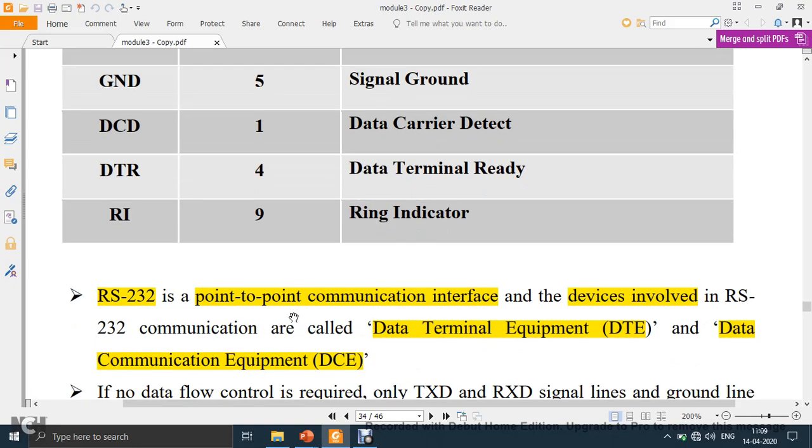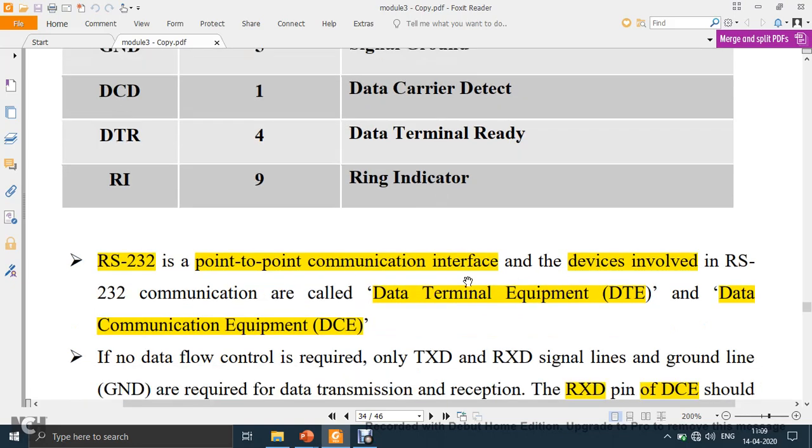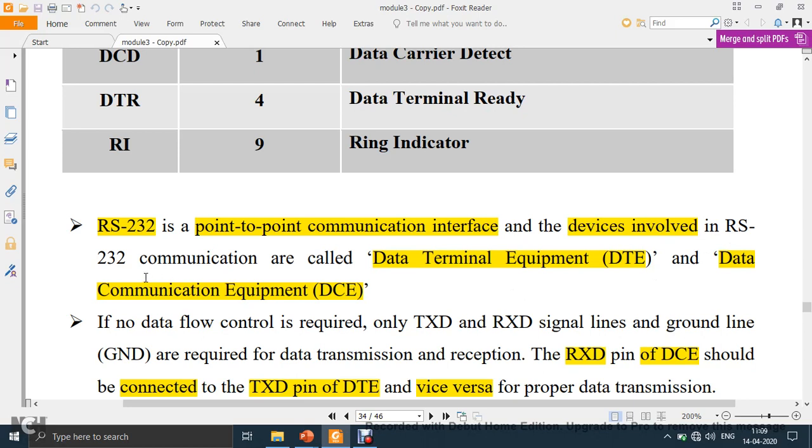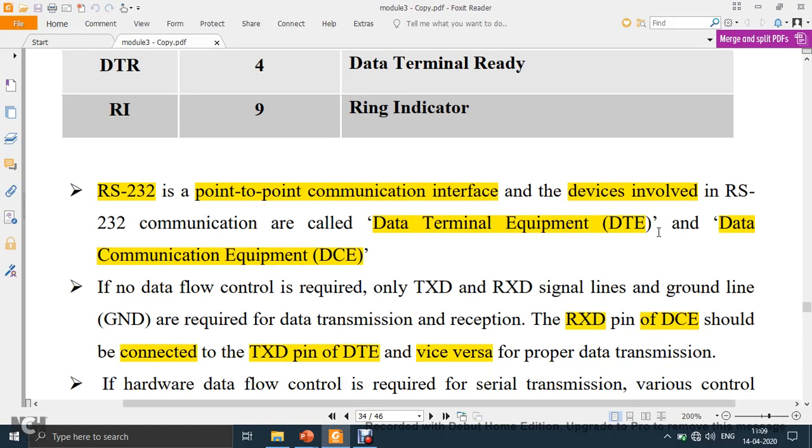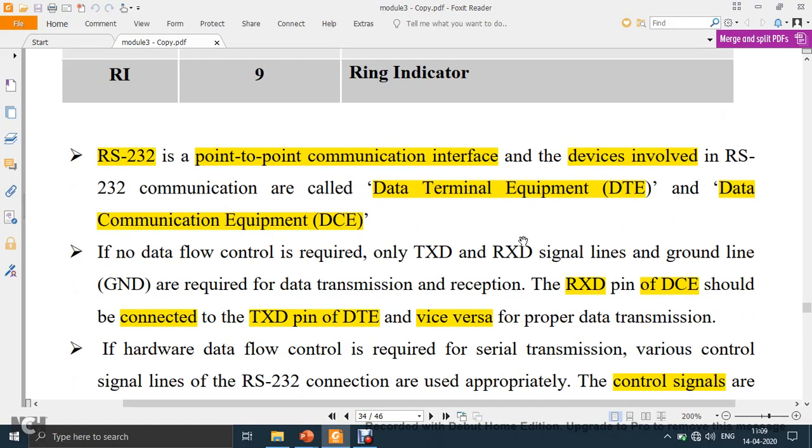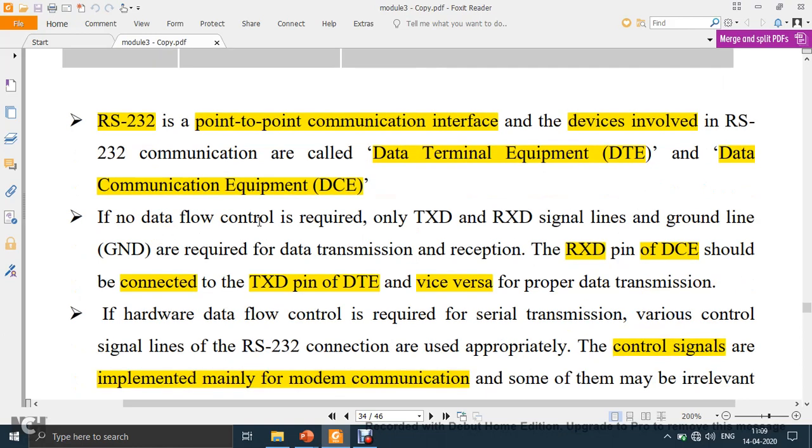RS-232 is point-to-point communication, meaning from one device to another device. The devices involved in RS-232 communication are called data terminal equipment and data communication equipment. There are two types of equipment, DTE and DCE. Usually the device which initiates the transmission is the DTE.